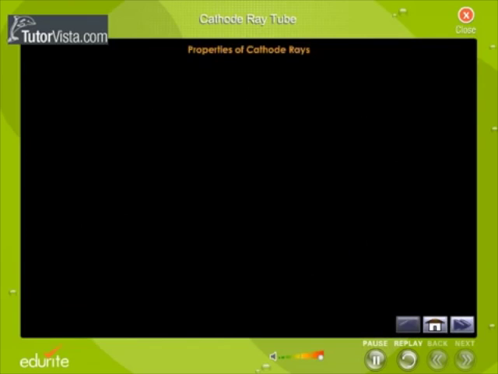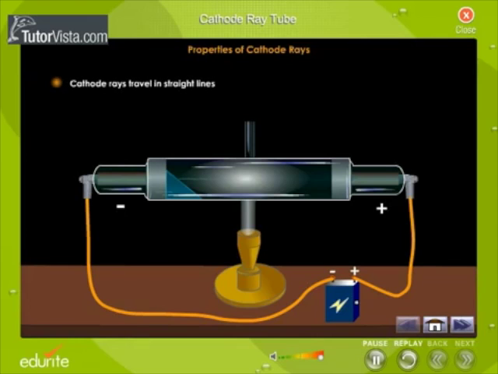Properties of cathode rays. Cathode rays travel in straight lines. When an opaque object is placed in the path of the cathode rays, a shadow is cast on the glass wall opposite to the cathode. This shows that cathode rays travel in straight lines.